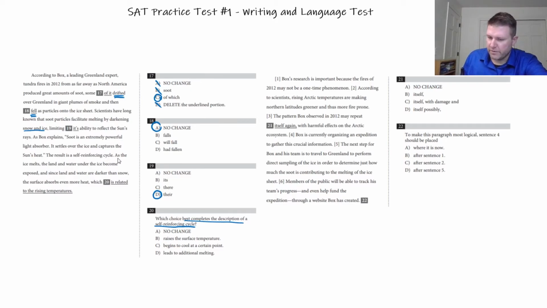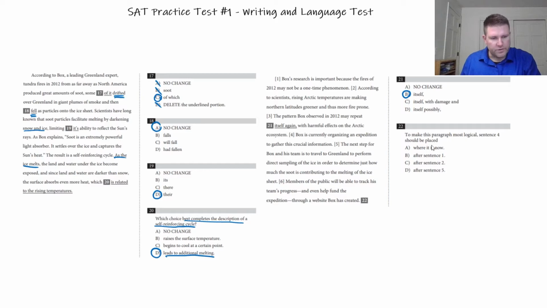So the result is a self-reinforcing cycle. As the ice melts, there's that first step. The land and water under the ice become exposed, and since land and water are darker than snow, the surface absorbs even more heat, which leads to additional melting, because that is the first step here. So that's what you want, okay? And then in 21 here, the pattern Box observed in 2012 may repeat itself again. Repeating itself again is redundant, because if you just say "repeat itself," that indicates that it is going to happen again. You don't need to say "repeat itself again." So this ends up being B. That's all you need, right? And then the rest is just sort of wordy.